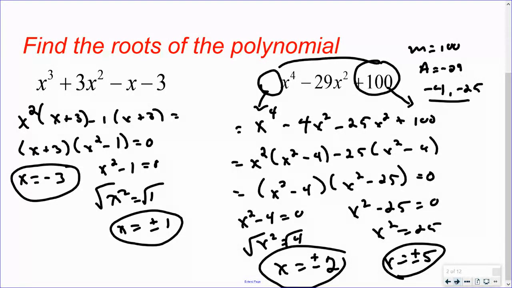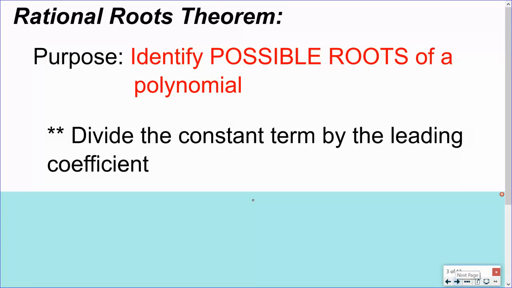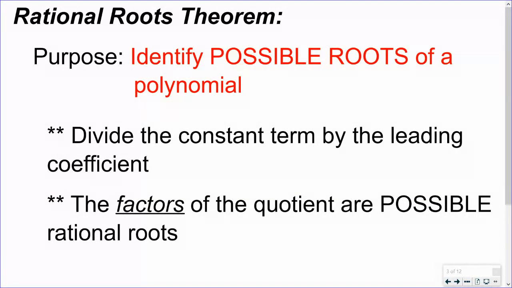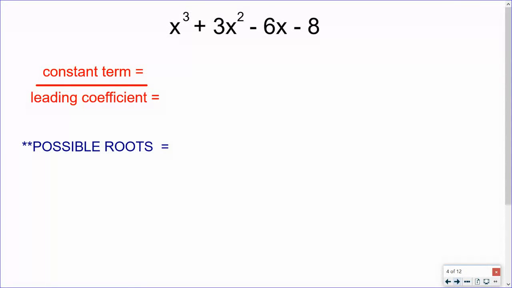What happens if they're not factorable? If they are not, here's what I do. We're going to use the rational root theorem. It identifies the possible roots. What you do is divide the constant term by the leading coefficient and find all those factors. The factors are the possibilities. To me, this is kind of hard to read, but this is the nuts and bolts of the whole thing today. Let's see what this looks like.